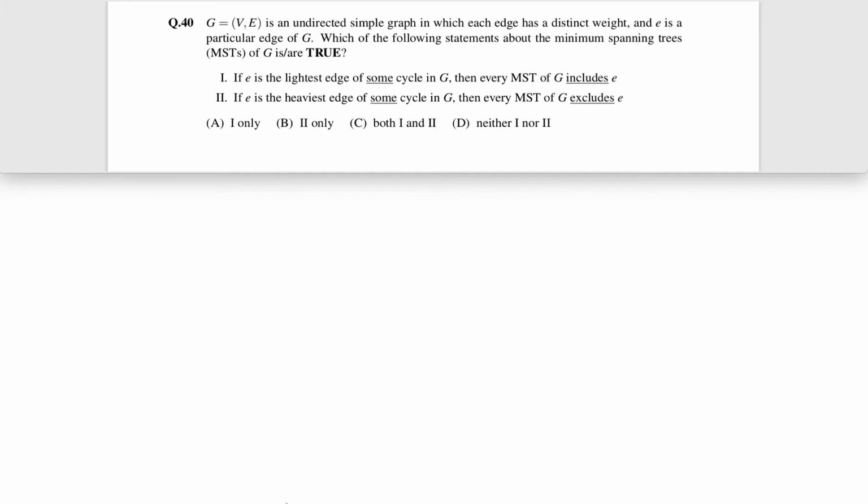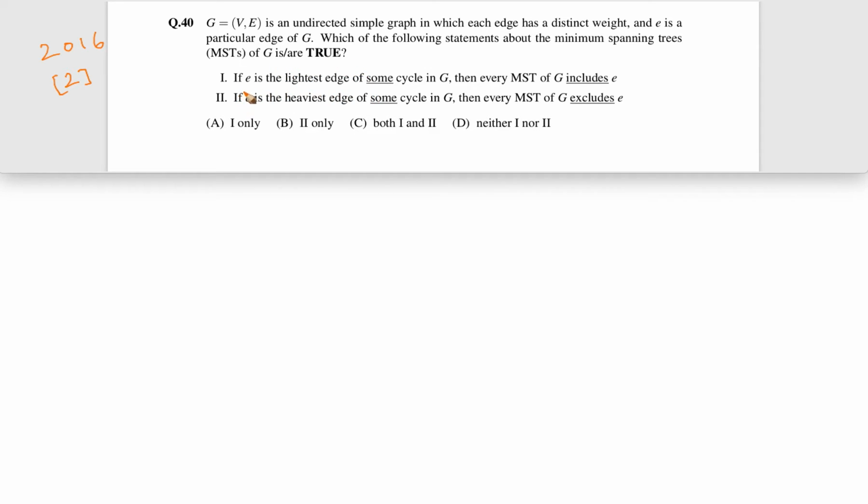Okay, now let's see this question. This question came in GATE 2016 for 2 marks. The question is: G = (V, E) is an undirected simple graph in which each edge has a distinct weight, and e is a particular edge of G. Which of the following statements about the minimum spanning tree of G is or are true?